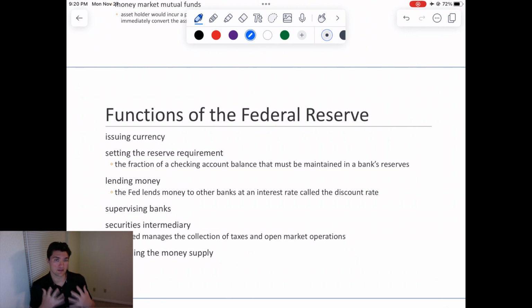Remember, the Fed is the one that's in charge of monetary policy. The Federal Reserve is the central bank, and they're in charge of the money supply. They are also in charge of issuing currency, setting a reserve requirement, lending money, supervising banks, and controlling the money supply. Okay, so that's what the Federal Reserve is. They are the central bank of the U.S., and they are responsible for these things.